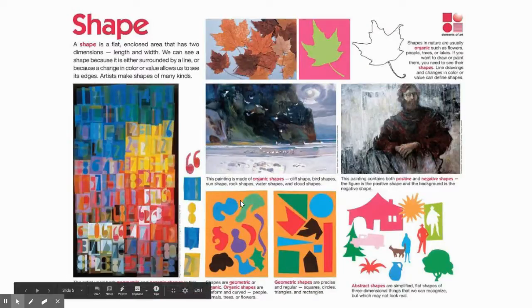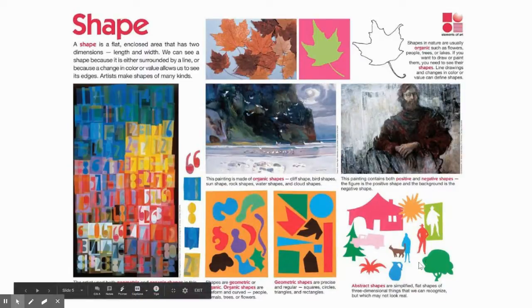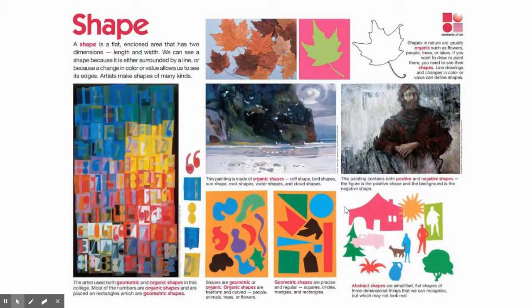We can see some organic shapes here as opposed to geometric shapes. So organic shapes are free form, they have lots of curves, and geometric shapes are very precise. So we have a lot of angles like squares and triangles and things like that. In this painting, you can see shapes because of the color. So we can see where the color begins and ends. And although we don't have a line drawn right here, we can tell that there's a shape. We see a lot of shapes in nature. A leaf can be a free-form shape. Trees, free-form shape. Houses might have some geometric shapes in them.